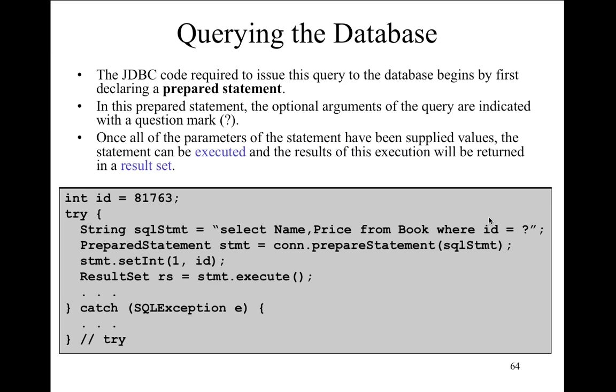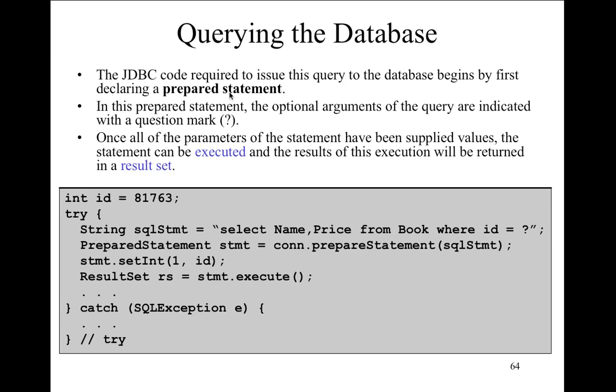I'm querying the database. So the JDBC code is going to be required to issue this query to the database. It begins with the first declaration of what's referred to as a prepared statement. So the prepared statement runs a query. And if you want to call it a statement object, it's really what we're looking at. A statement object is the statement. So we have the database connectivity object, the connection object. And we're going to have a statement object. We have six of these objects in all. And they're all performing different purposes. And they're all housed essentially within the same program.